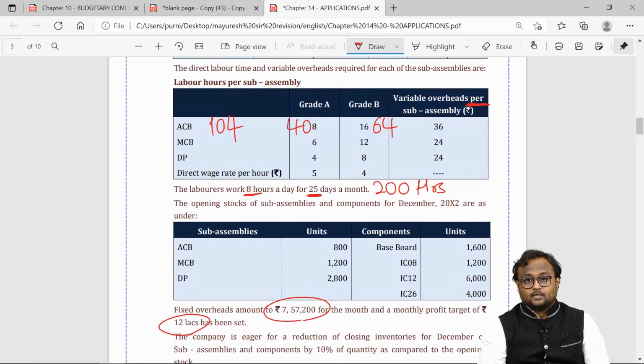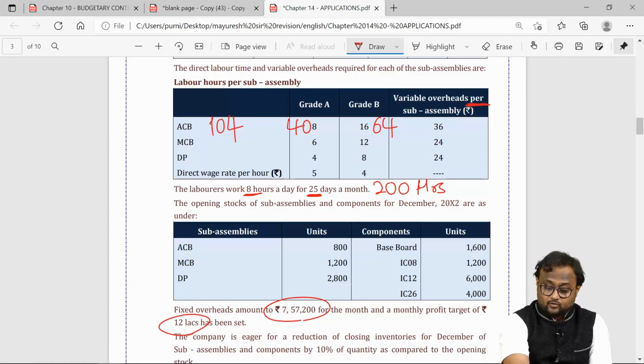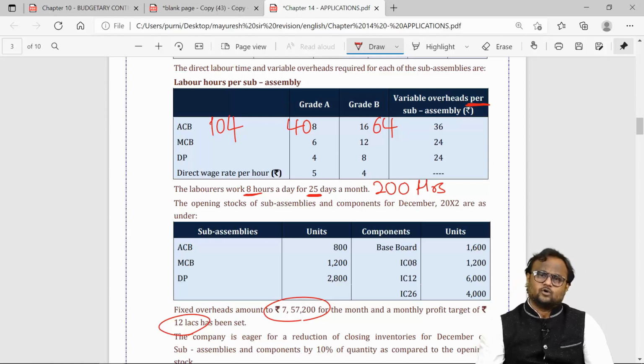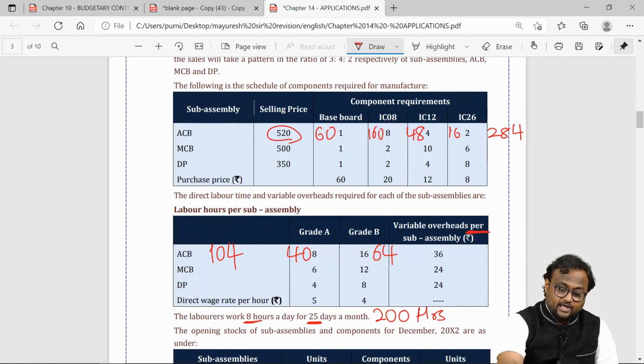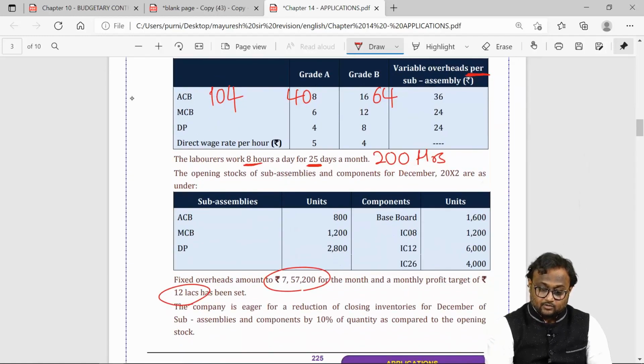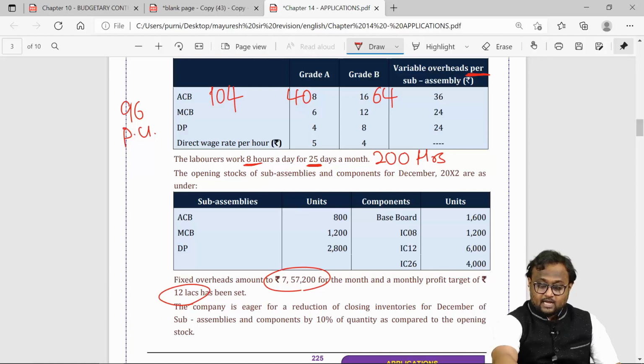104 will be the labor cost, and 36 will be the variable overhead. So 284 material cost, 104 labor cost, and 36 will be your variable overhead cost. So 424 will be total variable cost, which will be subtracted from 520. Guys, you already have the solution, so there is no point in wasting time on solution now. So contribution per unit of ACB is 96.